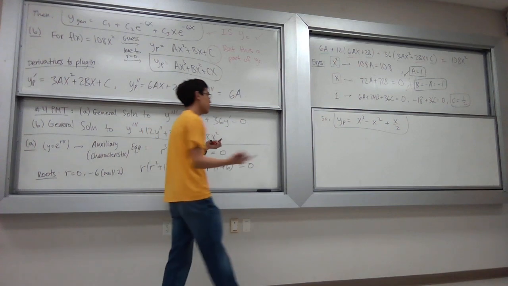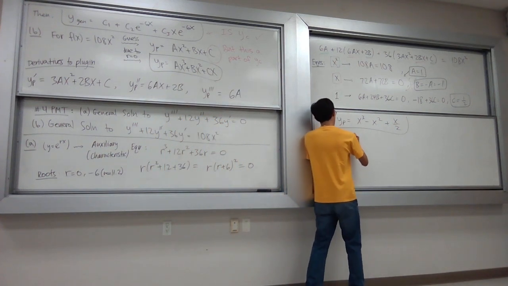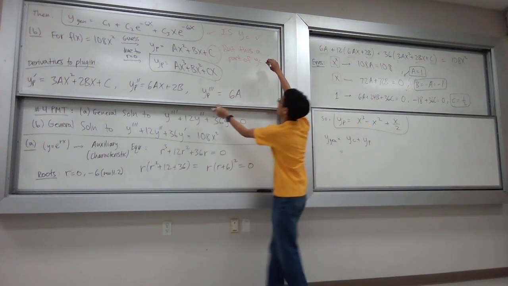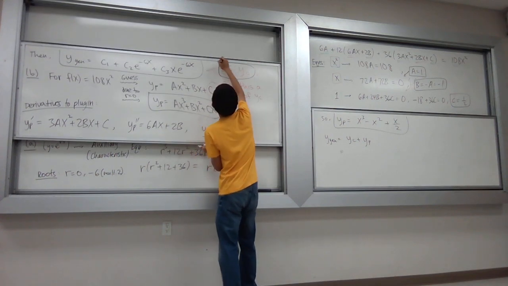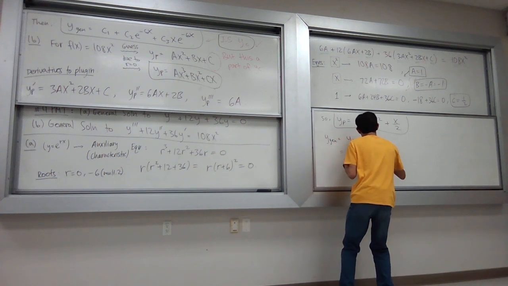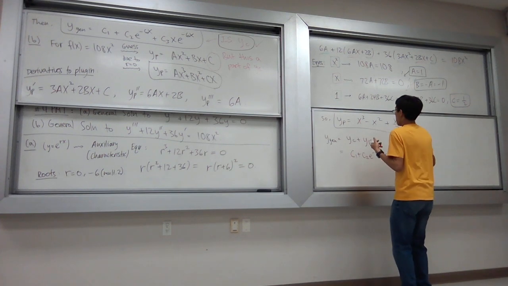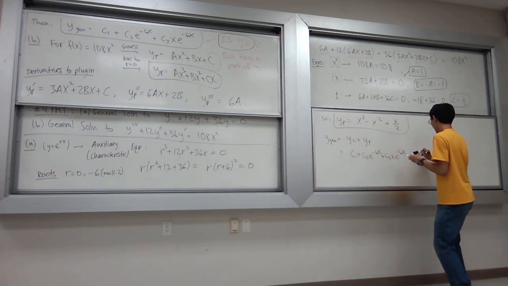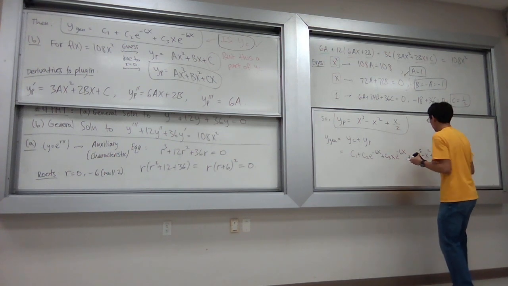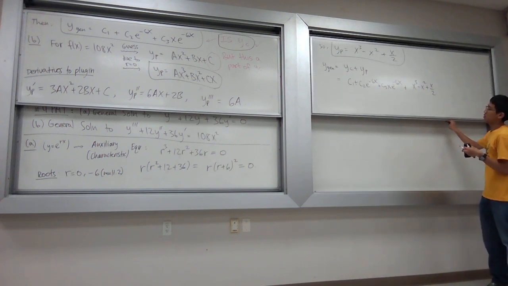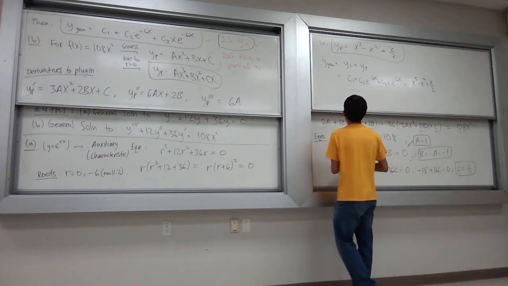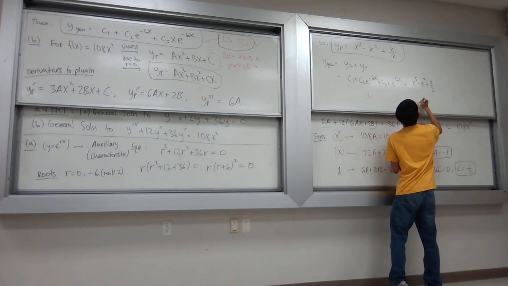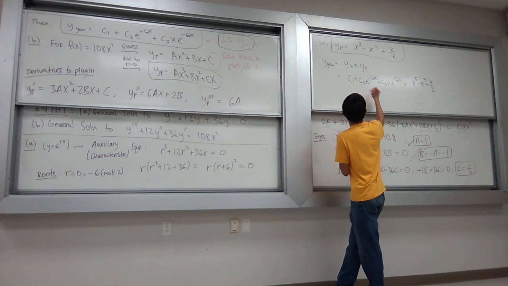Are we done? No. What do you want to write for your general solution? yc plus yp. So then copy everything that you had. Remember that this is yc, the general form part A. So c1 plus c2 e to the negative 6x plus c3 x e to the negative 6x plus x cubed minus x squared plus x over 2. Right? This is yc, and this is yp. Cool.